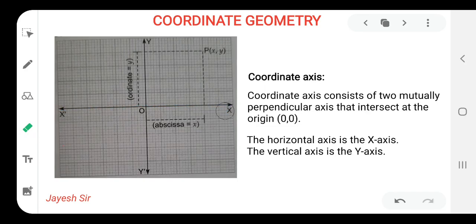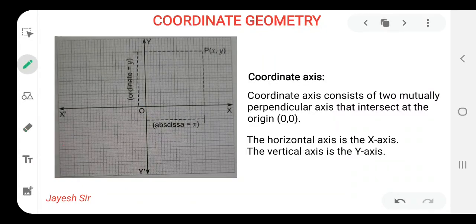Now, what we already know is that this axis is called the y-axis. I hope you all are getting it. Above, y is written, and on the downside, y dash is written. Now the point of intersection, where both the axes meet, is named O.